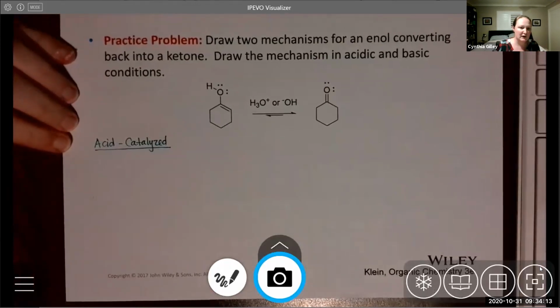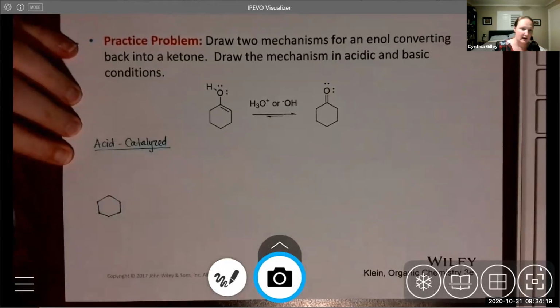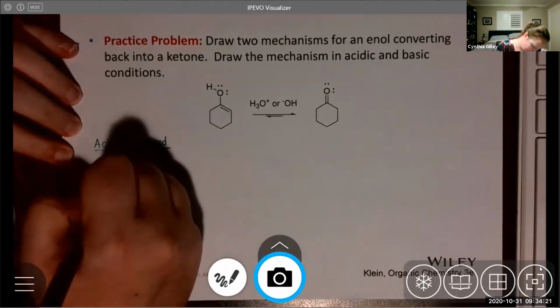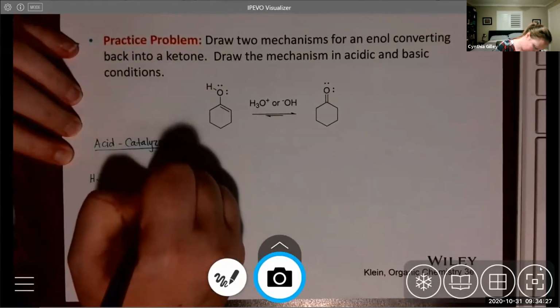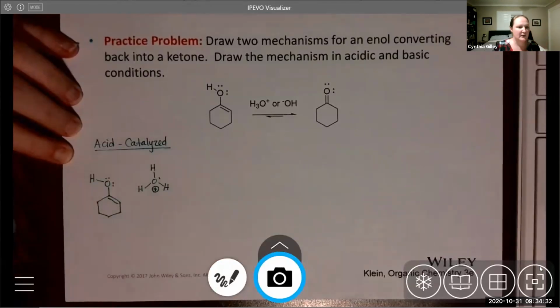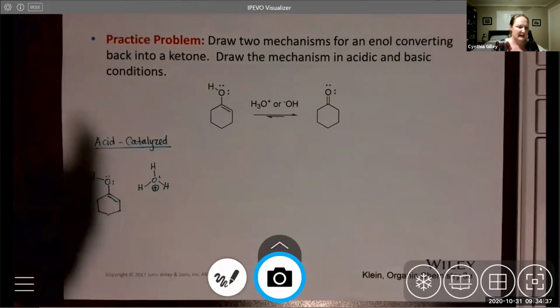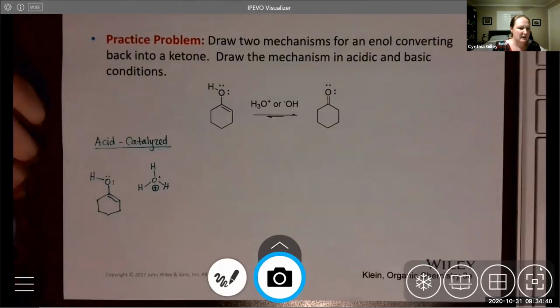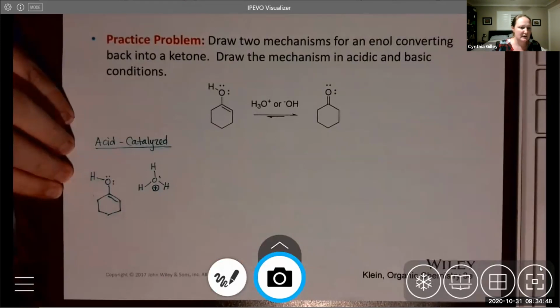So whenever you're drawing the acid catalyzed conditions, go ahead and draw your starting material along with some hydronium ion. Now we know that under acid present, it's very likely that the acid will donate a proton and protonate our substrate. Let's think about where we should protonate. Should we protonate the oxygen, or is there another position that we might want to protonate?